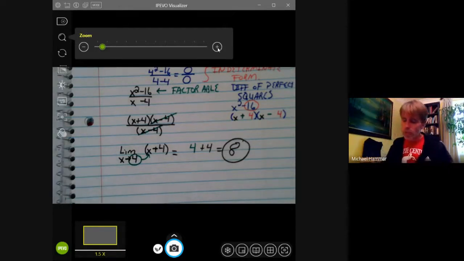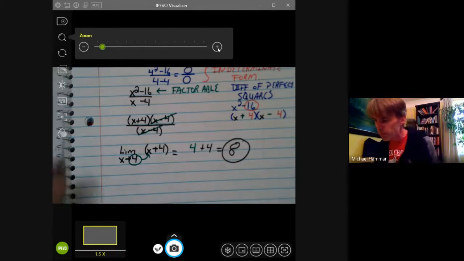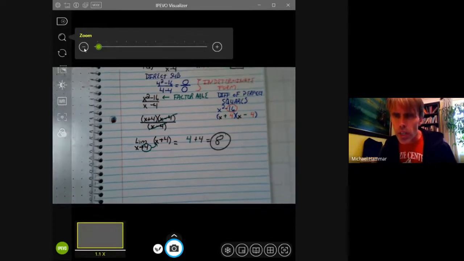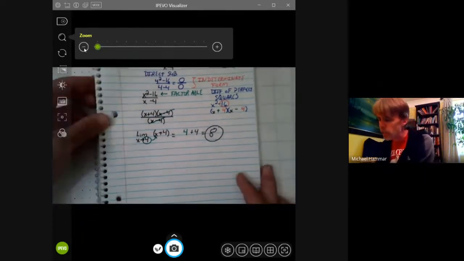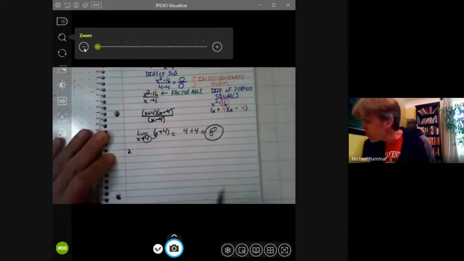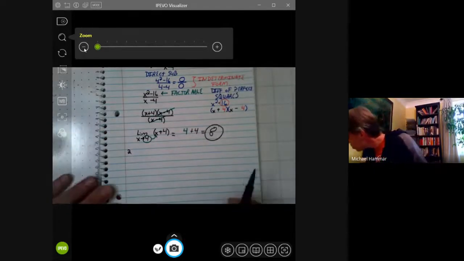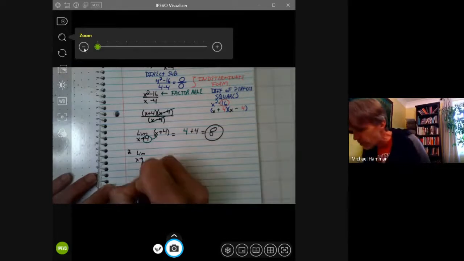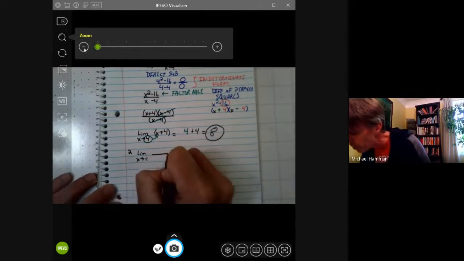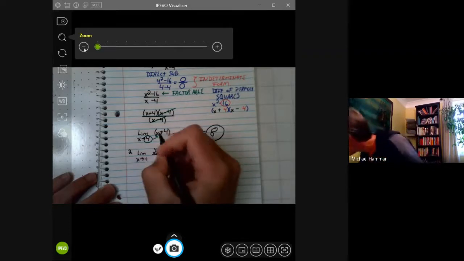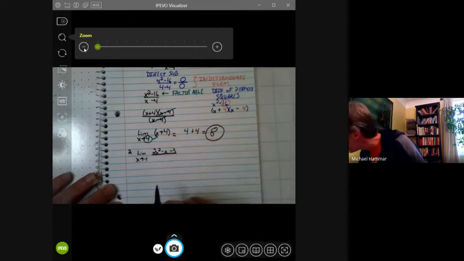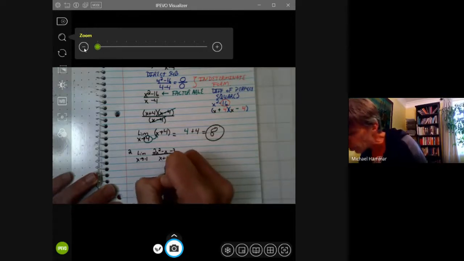Okay? So I want to show you another example. This other example is going to have sort of more complicated fractions or factoring. So let's take a look at problem number 2. Problem number 2 is going to look like this, and we're going to find the limit as x approaches -1 of this function, 2x squared minus x minus 3, over x plus 1.